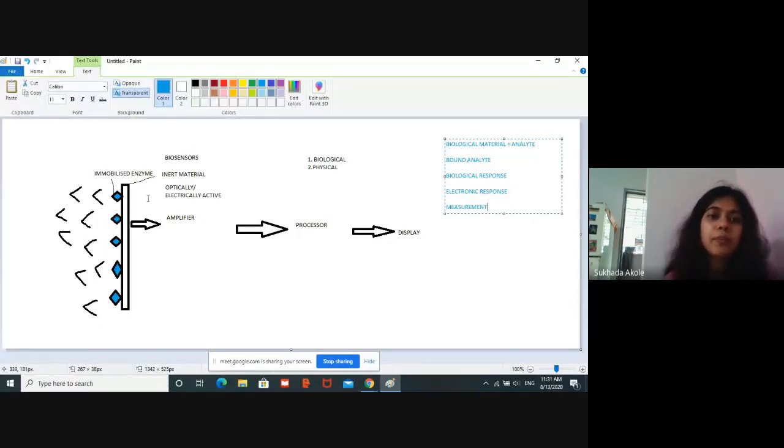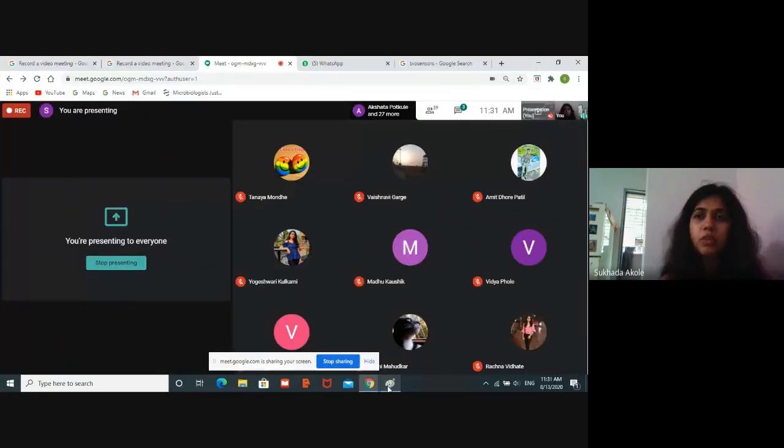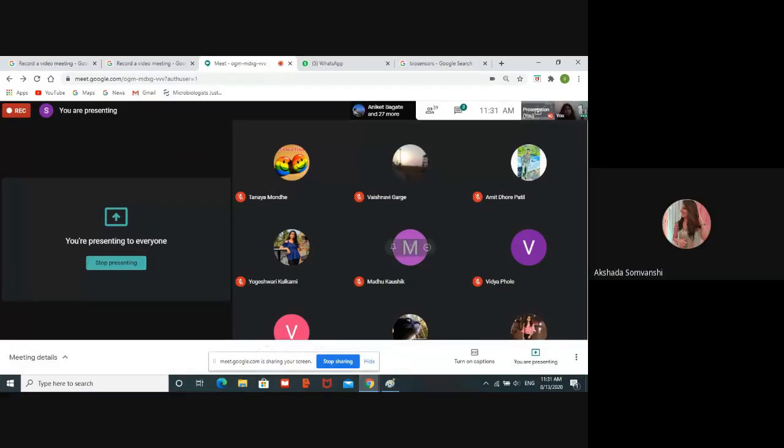So I have my optically active material to which I have immobilized my biological material. The biological material reacts with the analyte, gives an electronic signal which is amplified using an amplifier, which is processed using a processor, and then it is displayed on the computer screen or the device screen. Are we clear? Say yes or no? Yes, ma'am.